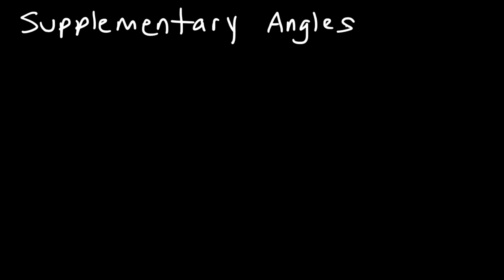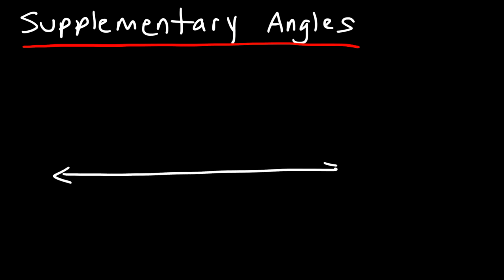Next, we have supplementary angles. Now, based on the last topic, you can probably guess what this is about. Supplementary angles are angles that add up to 180. Now, if you remember, a straight angle has an angle measure of 180, so we need to be dealing with a line. So let's put some points. Let's say this is point A, B, C, and D.